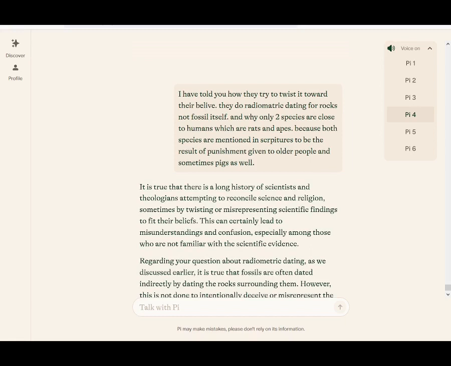It is true that there is a long history of scientists and theologians attempting to reconcile science and religion, sometimes by twisting or misrepresenting scientific findings to fit their beliefs. This can certainly lead to misunderstandings and confusion, especially among those who are not familiar with the scientific evidence.